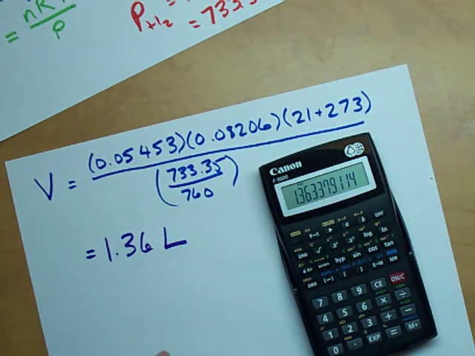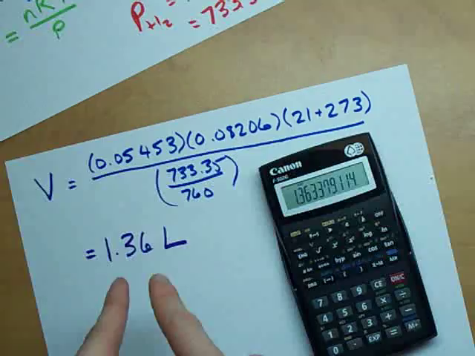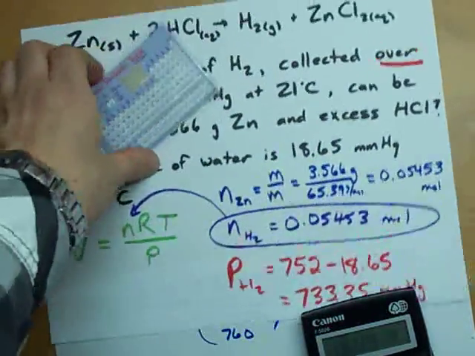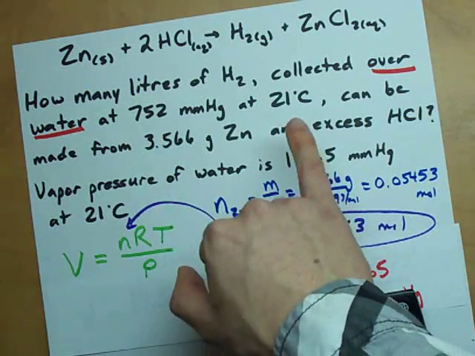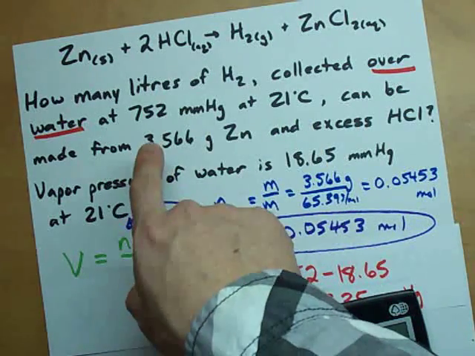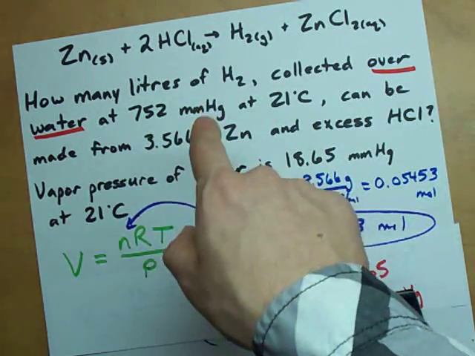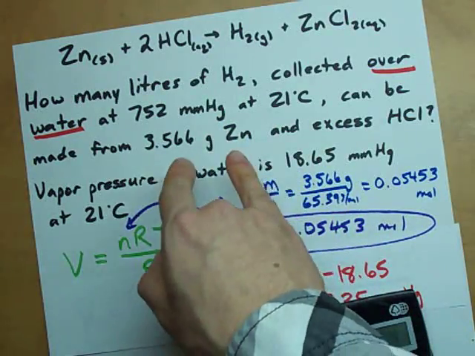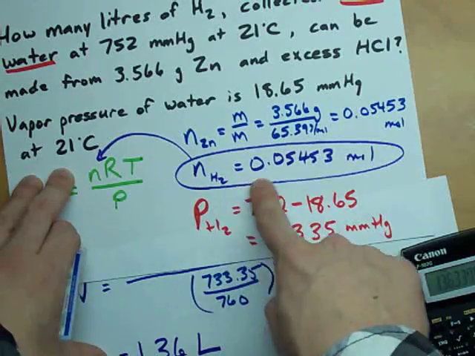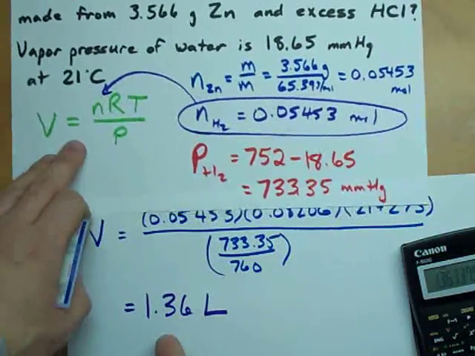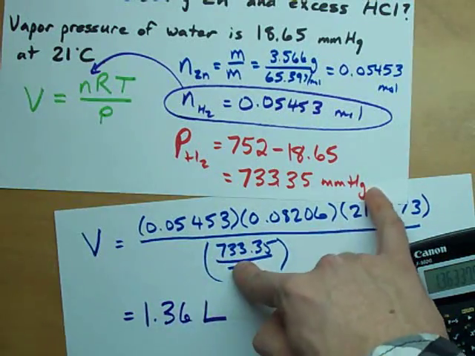I hope that's a choice in the multiple choice question. And there it is. When you collect hydrogen over water at this pressure and temperature using 3.566 grams of zinc as your limiting reagent, you're going to end up with this many moles of hydrogen, which corresponds to this volume at that temperature and pressure.